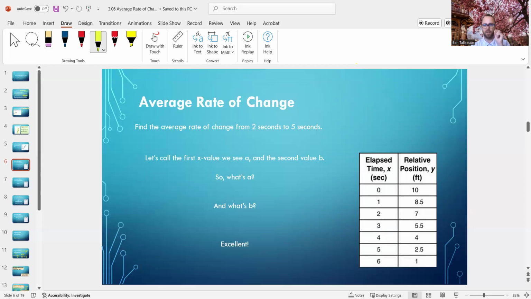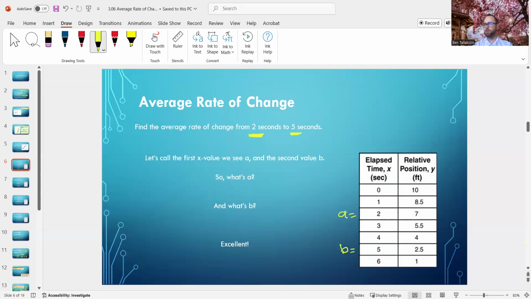So pay attention to how we find the average rate of change using a table. You want to identify the first value they give you as A. Boom. There it is. The second value they give you as B. Not too bad, right? Now, what if I asked you what f of A is? F of A, like this. What about f of B?